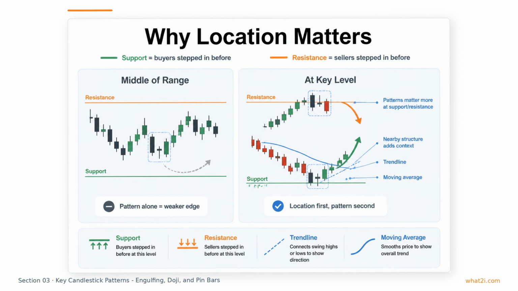This is why traders say location first, pattern second. Nearby structures such as a swing point, a trend line, or a moving average can strengthen the message even more. The pattern is the clue, but the location is what gives the clue importance.